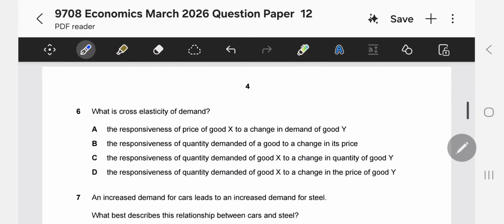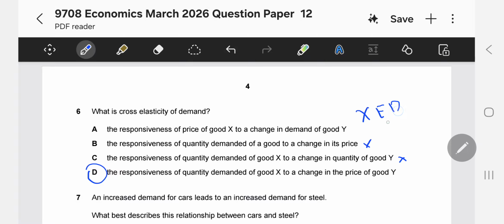Let's try question 6. What is cross elasticity of demand? This is quite easy. Responsiveness of changes in the quantity demanded of a good to the price of another. So that's very easy. Responsiveness of quantity demanded, not this one, this one would be PED. I skipped this one because it doesn't say quantity, it says price. A change in quantity, not this one, so it should be the price.